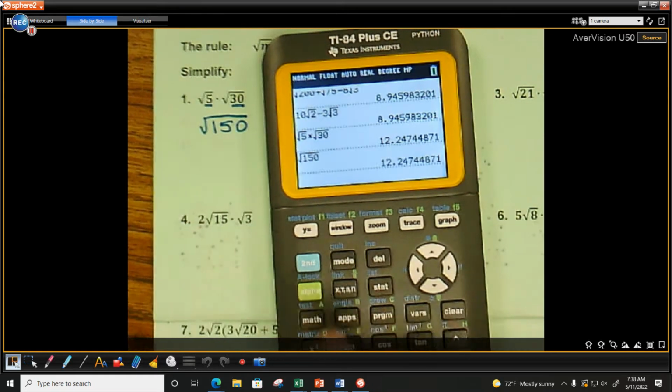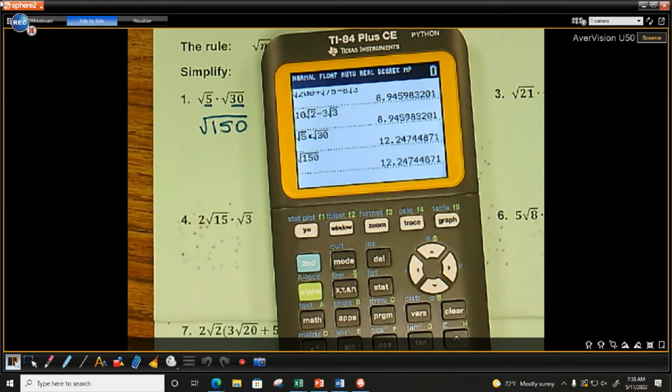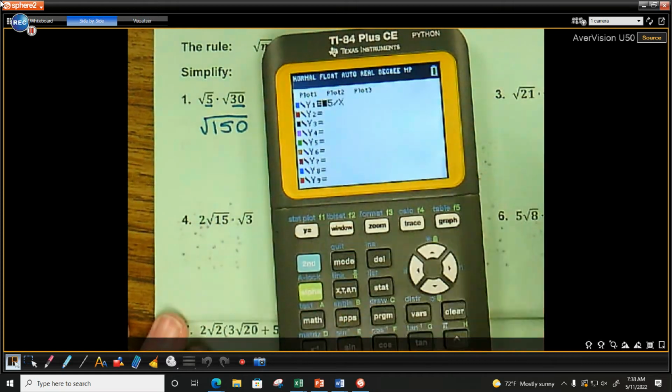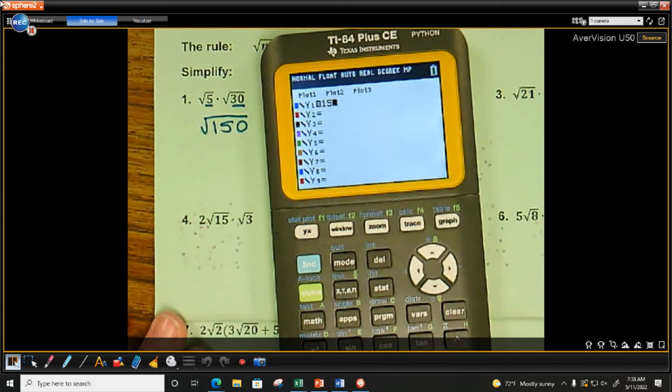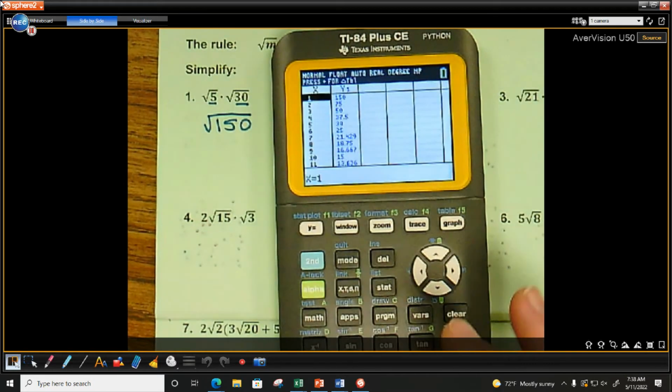Okay, the reason that's not my answer is 150 is a pretty big even number. Do you think it's divisible by a perfect square? And if we don't know, always check. Oh, I think I know. 150 divided by x. Let's all check on our calculator. 150 divided by x. Go to your table.